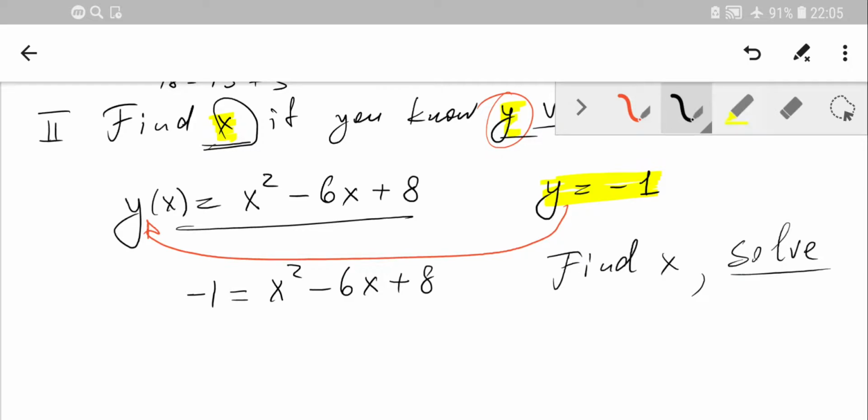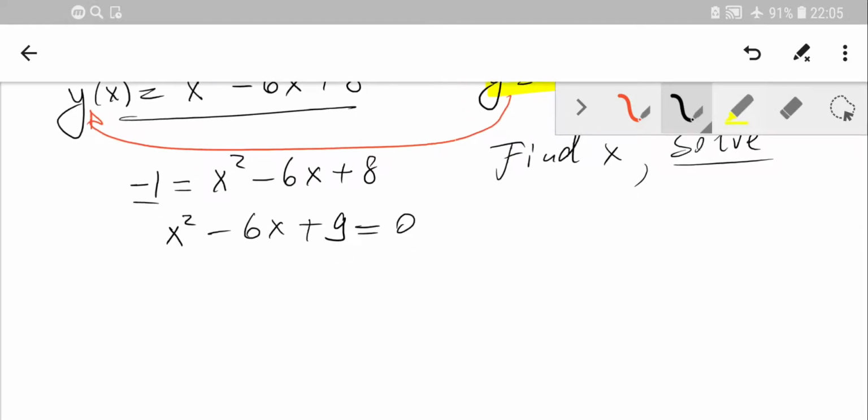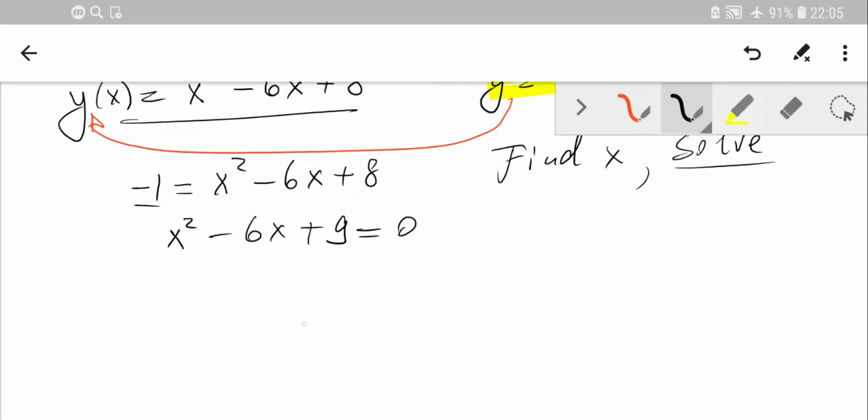All right, so now how to solve that? We need to start transferring all numbers to one side, so collect all terms on one side and equate to 0. That's the standard form of the quadratic equation. So we transfer -1 to the right side and we'll get 9 in total, right? And we'll get 0. Okay, so now we got the following. We can do it by factorizing.